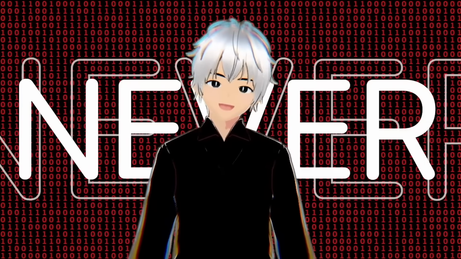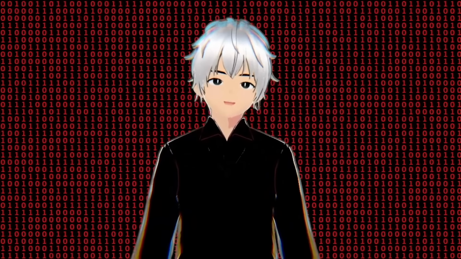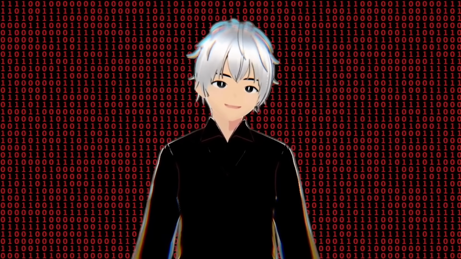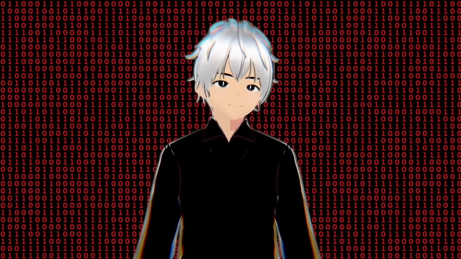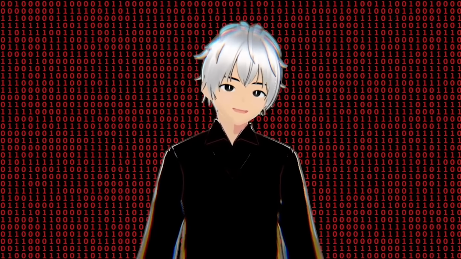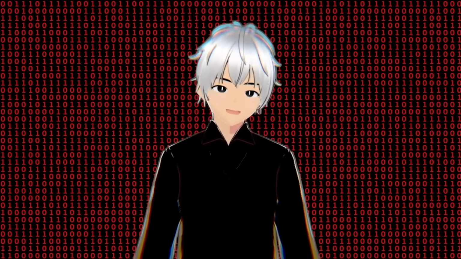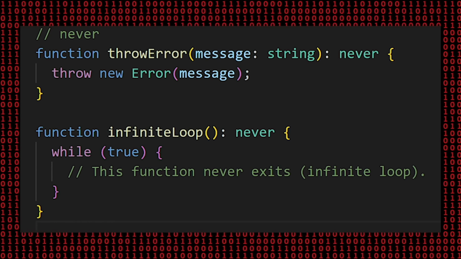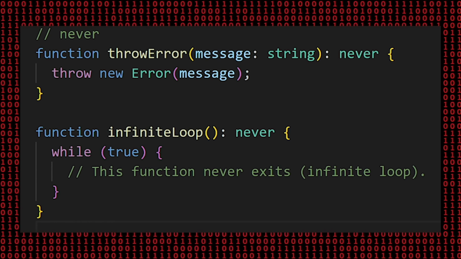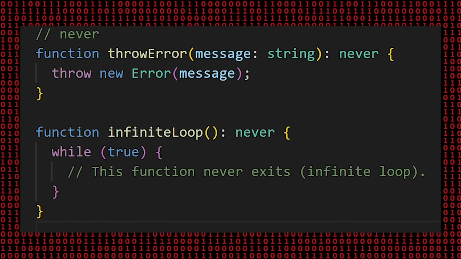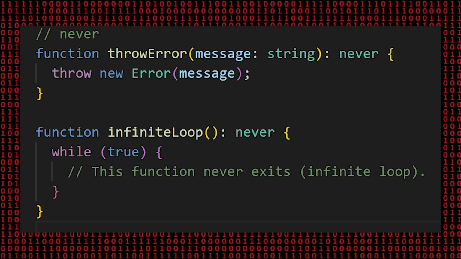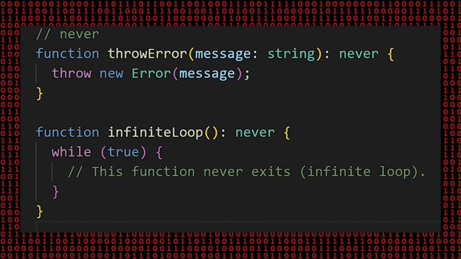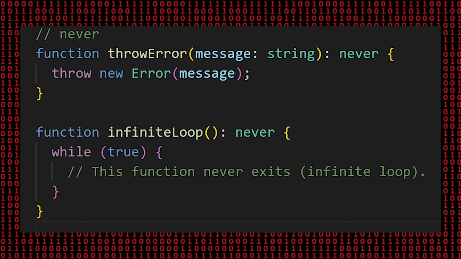The never type is used to represent values that never occur. It's typically associated with functions that never return, either because they throw exceptions, enter infinite loops, or have unreachable code. Example: in the throwError function, it throws an error and never returns normally. In this infiniteLoop function, it runs an infinite loop and never exits, resulting in a never return type.